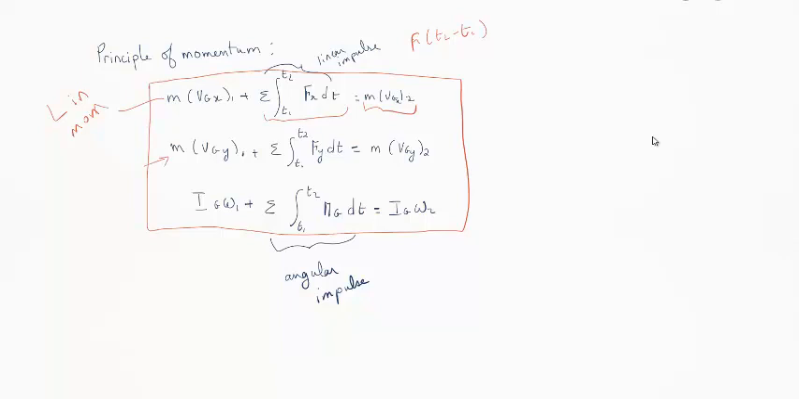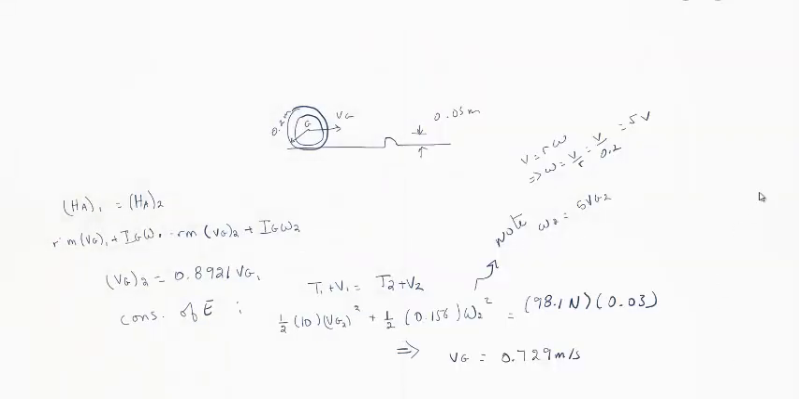Now the same goes for the y direction and for the angular. So we have IG omega 1 plus the sum of the integral from t1 to t2 of MG dt. This term is the angular impulse, equals IG omega 2. Now let's do an example that summarizes all of this chapter.